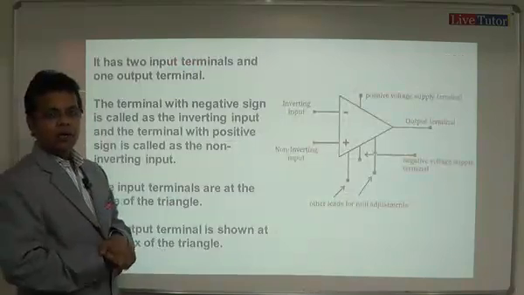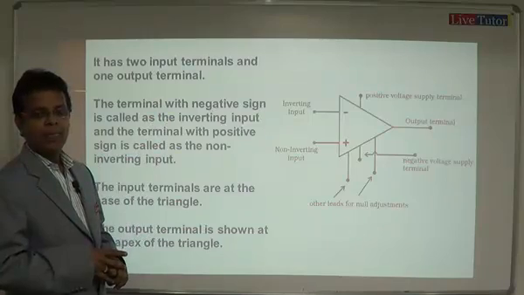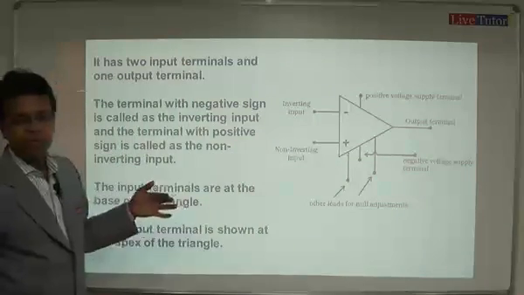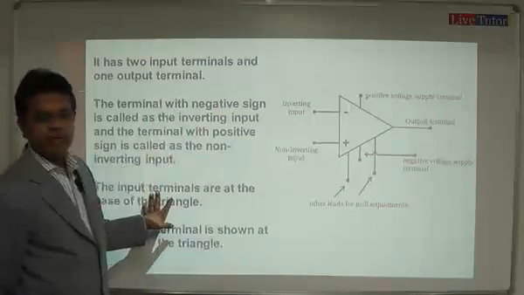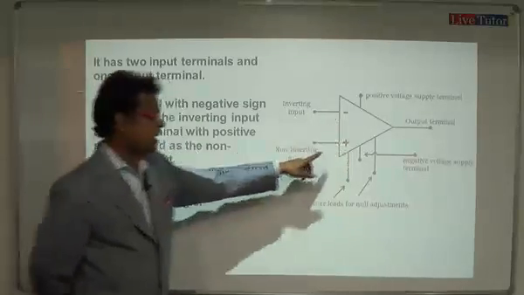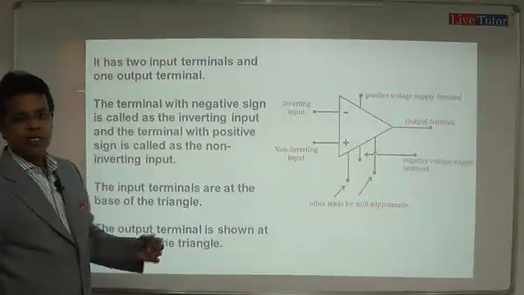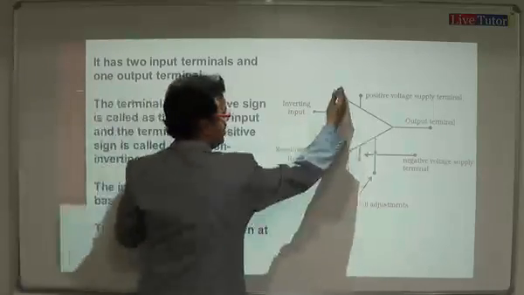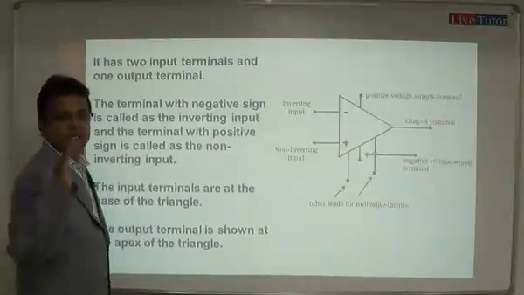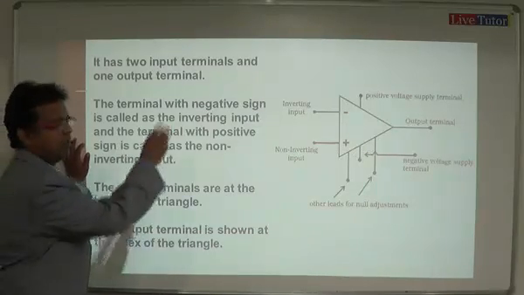Okay? Now I said it has got two input terminals and only one output terminal. Pin configuration அப்படினும் போது the diagram போட்டு simply you have to explain. Okay, the terminal with the negative sign is called an inverting terminal and the terminal with the positive sign is called a non-inverting input. Okay, and the input terminals are at the base of the triangle. The triangle has the base and the apex, அப்படினு சொல்லுவோம் இல்லையா. So base-ல இருக்கிறது input and the apex of the triangle shows the output terminal. அவ்வளவுதான், very simple-ஆ இத பத்தி explain பண்ணிடலாம்.